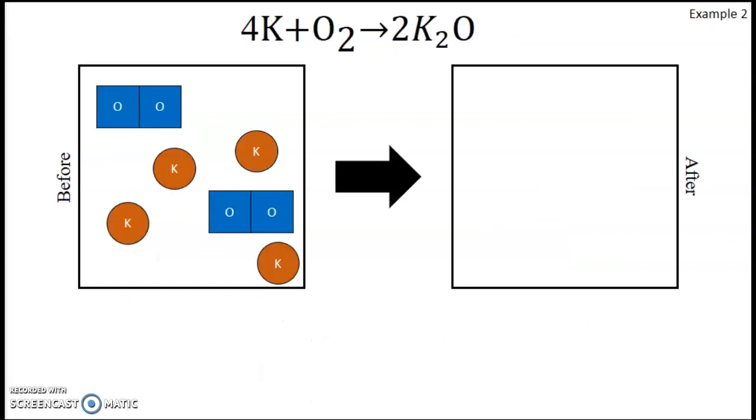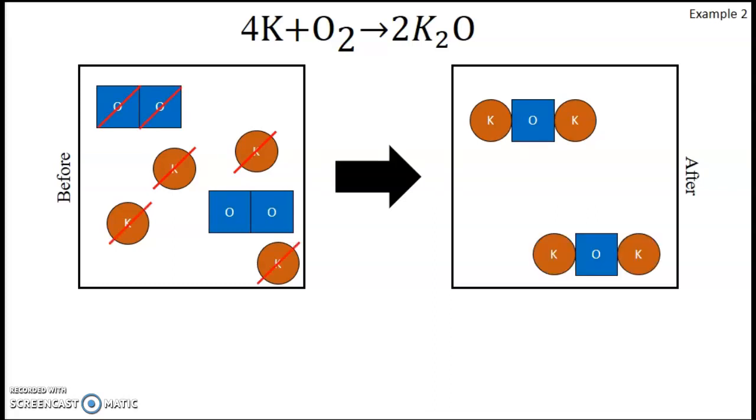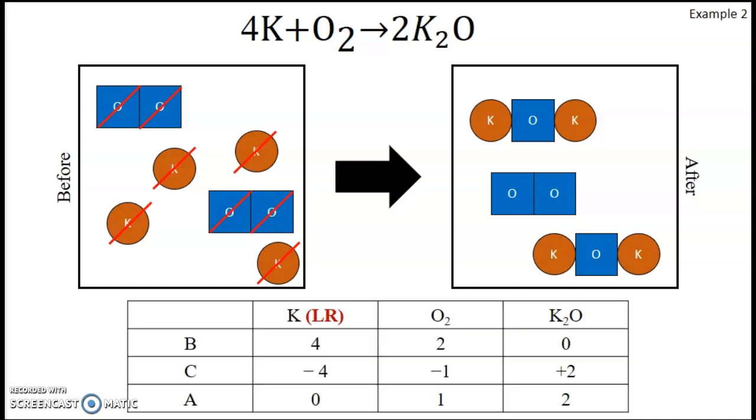Moving on to example 2, we have a new chemical reaction equation. 4K plus O2 yields 2K2O. We have a new before picture. And so we're going to proceed in the same manner by starting to draw our product molecules and crossing out the reactant atoms as we use them up. So we get 2 molecules of K2O before we run out of potassium, and we have a leftover oxygen molecule hanging around in our container.